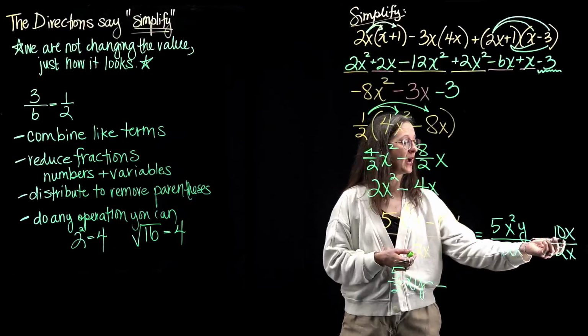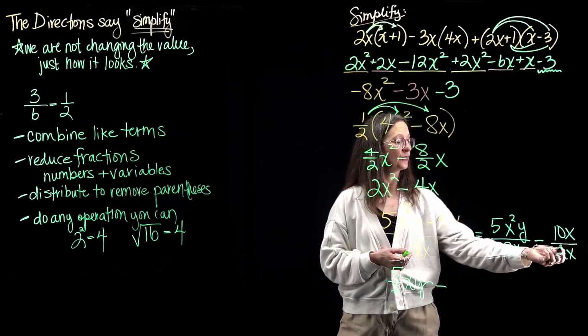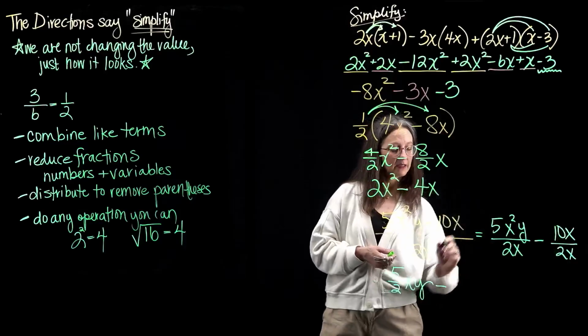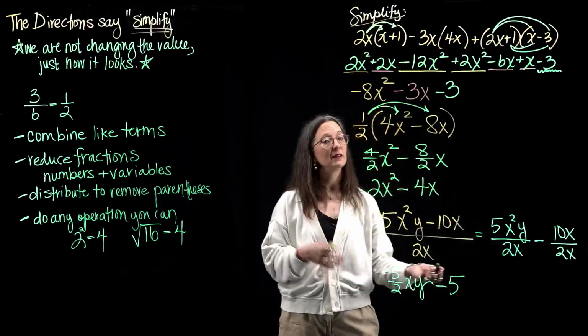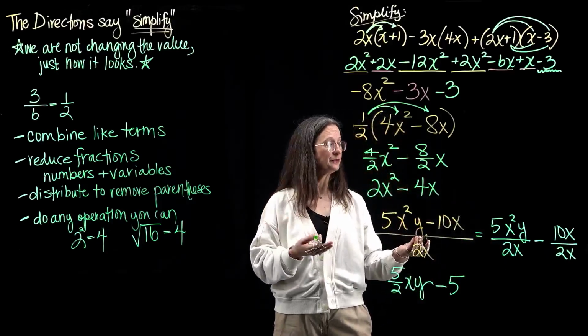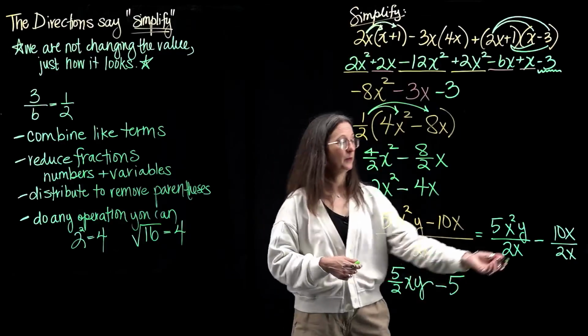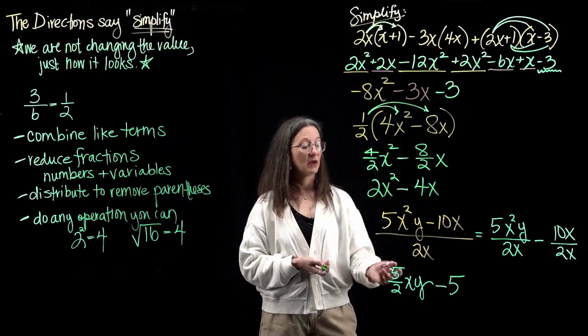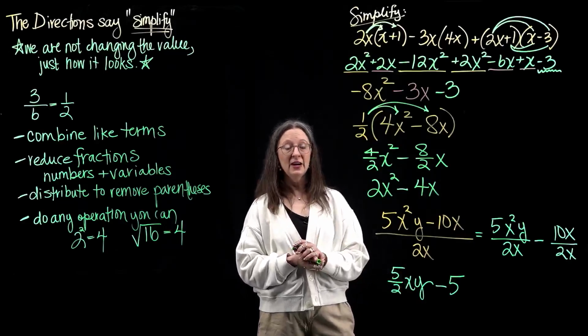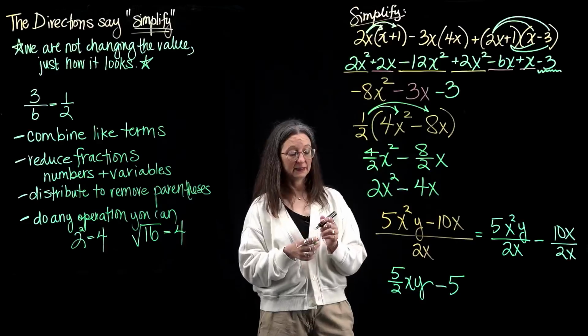Then we're going to subtract 10x over 2x. Well, 10 divided by 2 is 5. X over x is just 1. We don't write that 1, but we do not write an x because they have canceled. So my final answer here would be 5/2 xy minus 5.